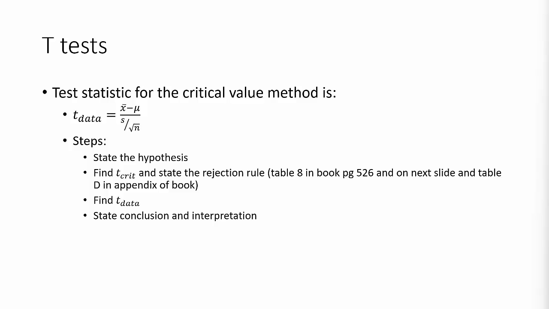You're going to state the hypothesis, which is the H0 and the HA. You're going to find the T crit and then state the rejection rule. This is all in the next slide and a table. And then you're going to find T data in the table. And then you're going to state the conclusion and your interpretation. This is just like the last two methods that we've learned. The only thing is it's on the T curve and not the Z curve.